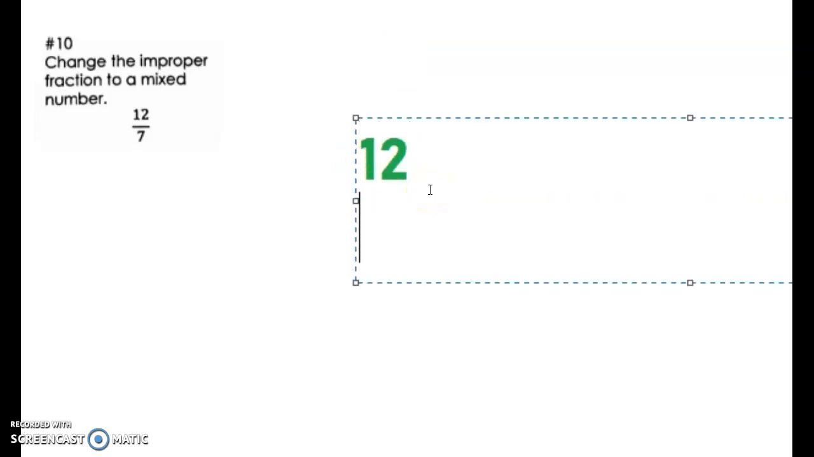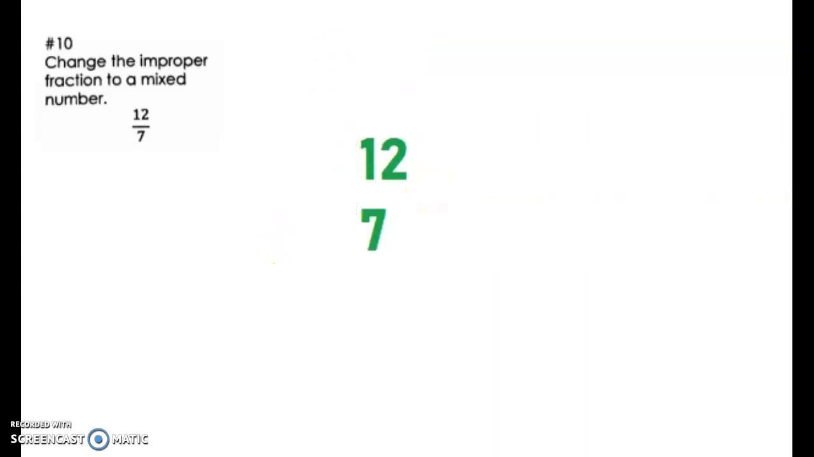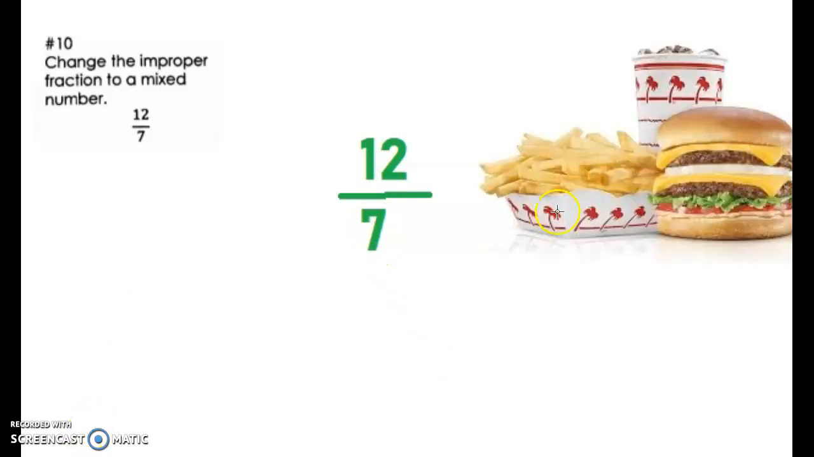And the last question is number 10. Change the improper fraction to a mixed number. Now, this is something you guys learned a long time ago, but it has been a while, so I understand if some of you don't remember how to do this. All you have to do is, actually we can go back to in and out, because in and out is basically what all division and fractions are all about.